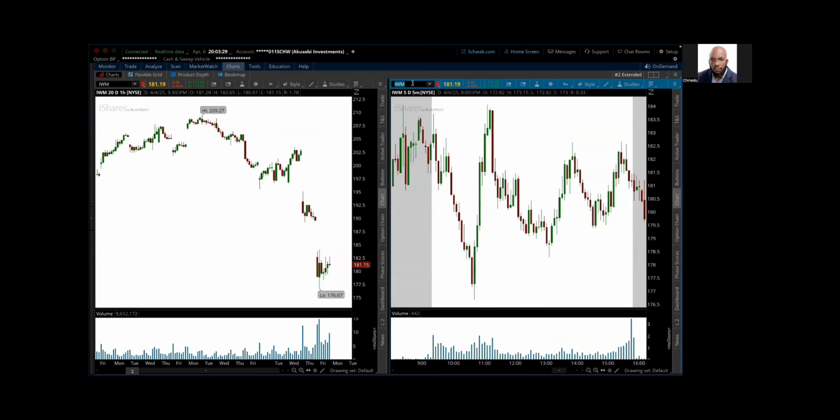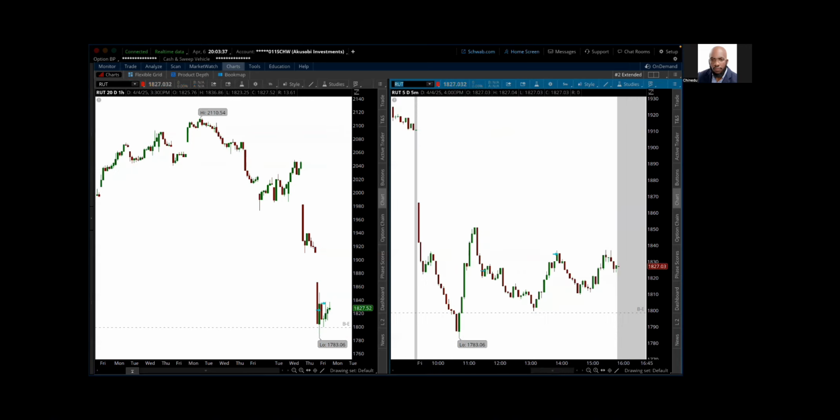Let's go back to RUT. So the next part of the 5 Ps is, first we have the phase, next we have the pattern. When I look at the pattern, I like to look at the pattern on the 5 minute basis as well as the hourly chart. However, the 5 minute basis will show me exactly when I need to enter the trade.